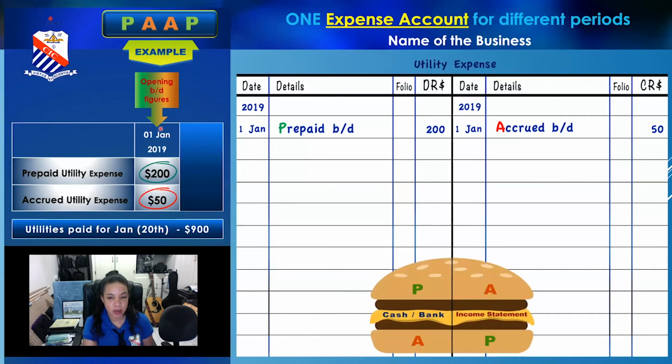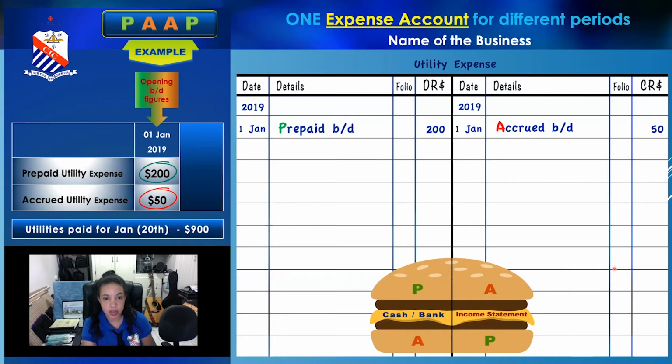So going back to our little PAAP burger there, we just dealt with the top of the bun, the top of the burger, which is the P and the A, these two opening figures. Now you can either go to the other two, or you can just go in the order. We are just going to go in the order.